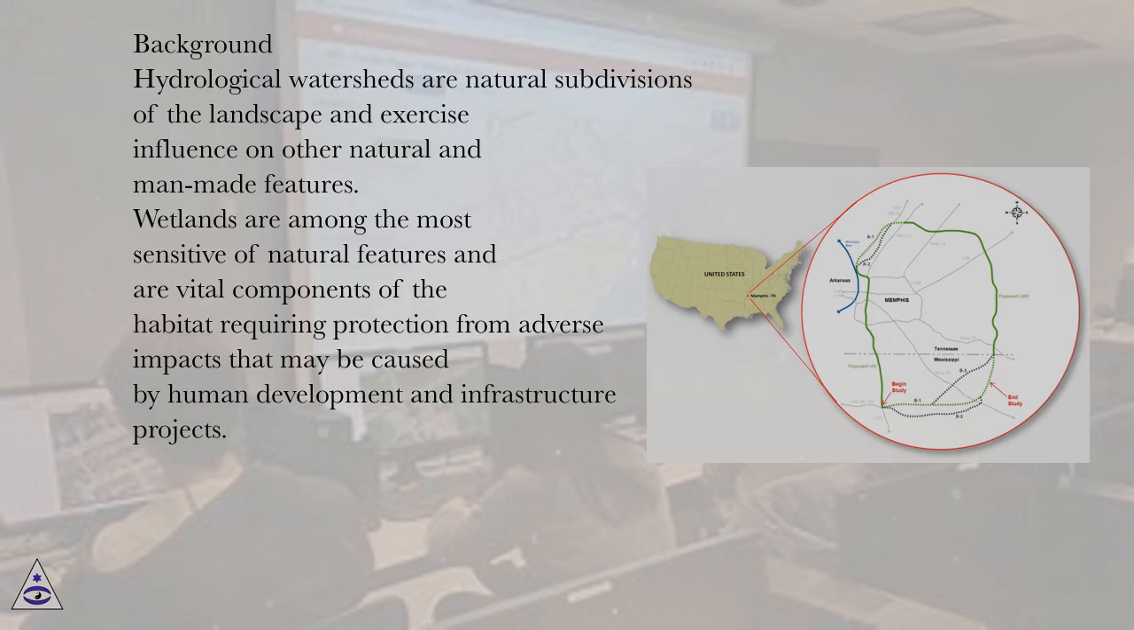Background. Hydrological watersheds are natural subdivisions of the landscape and exercise influence on other natural and man-made features. Wetlands are among the most sensitive of natural features and are vital components of the habitat, requiring protection from adverse impacts that may be caused by human development and infrastructure projects.